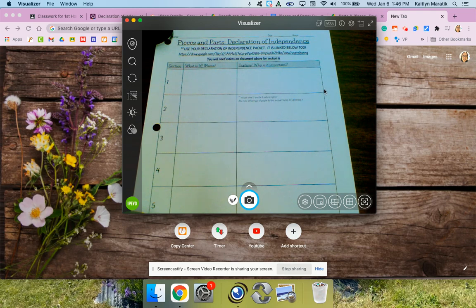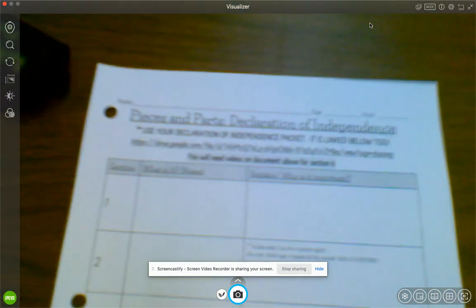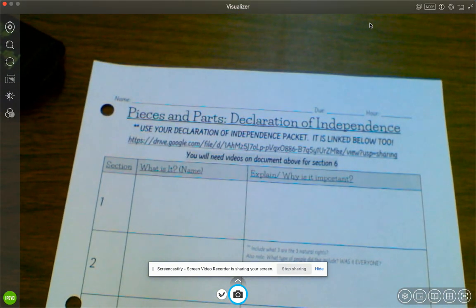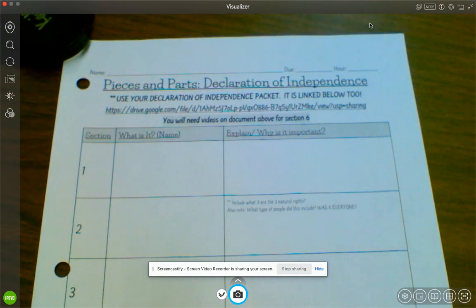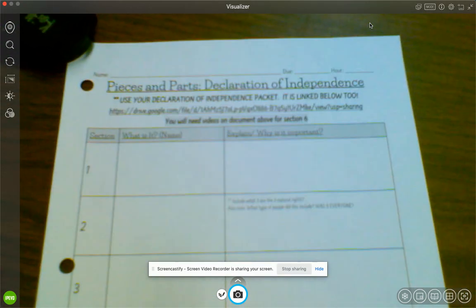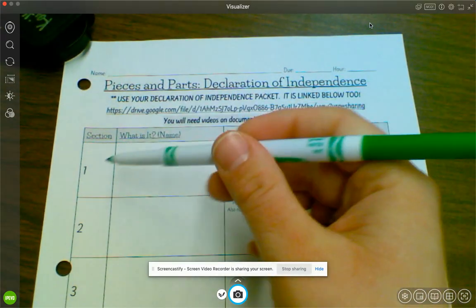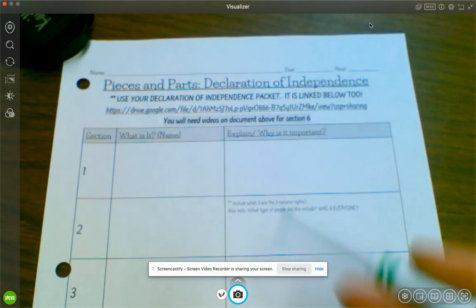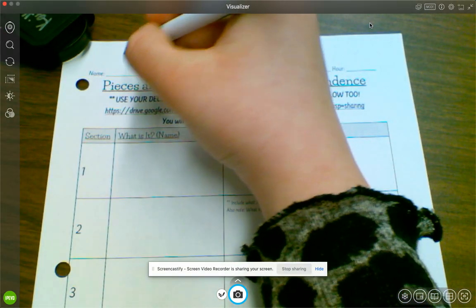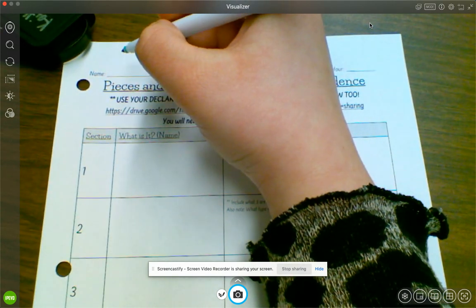Hello, everybody. Today we are looking at the parts and pieces of the Declaration of Independence. Now, you can fill this out either as a digital copy or on paper copy. I would highly, highly, highly recommend having this as a paper copy or recreating this as a paper copy. It wouldn't be a whole lot to recreate it. It's just a big chart. So please, if at all possible, even if this needs to go on blank notebook paper, that would be wonderful.